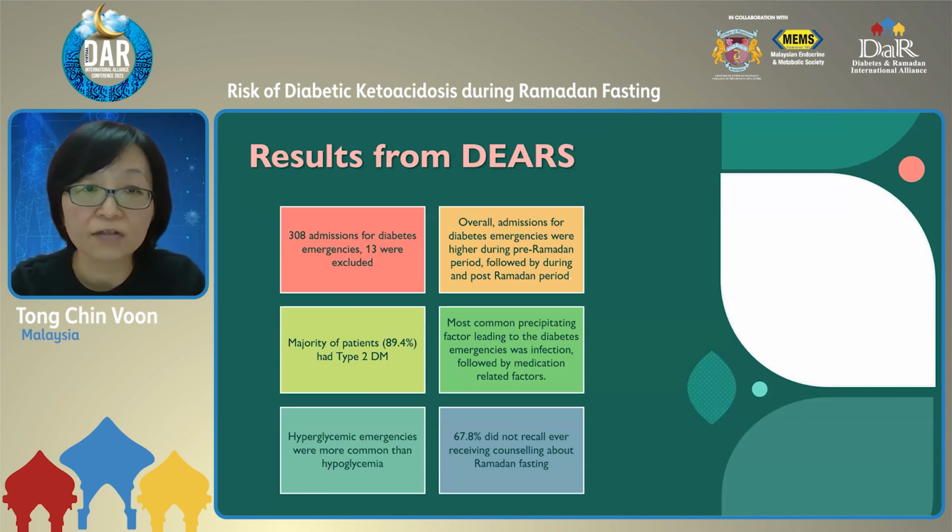We had 308 admissions altogether. 13 were excluded from analysis because of various factors. A few of them were less than 18 years old. The majority of the patients admitted had type 2 diabetes, almost 90%. As I mentioned earlier, hyperglycemic emergencies were more common than hypoglycemic emergencies. And overall, we had more admissions before Ramadan compared to during and post-Ramadan.